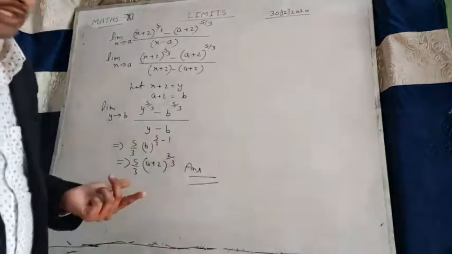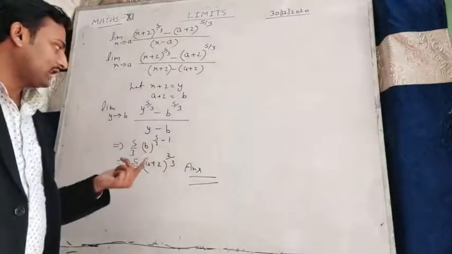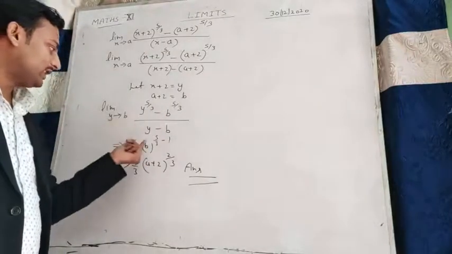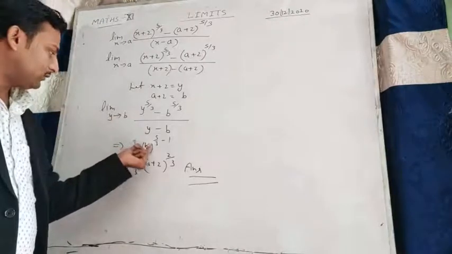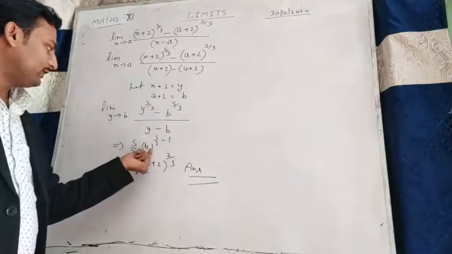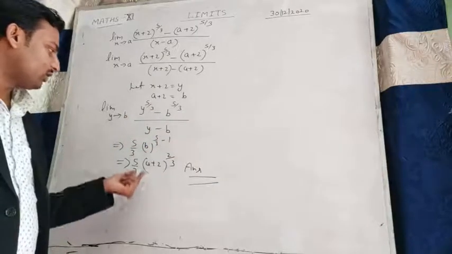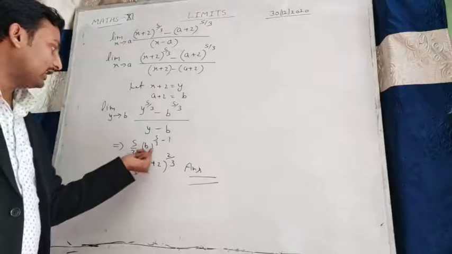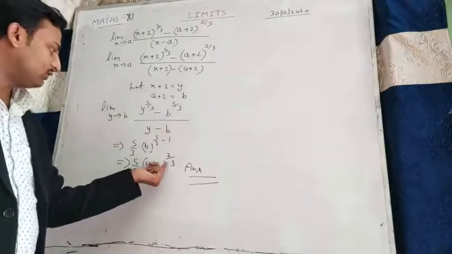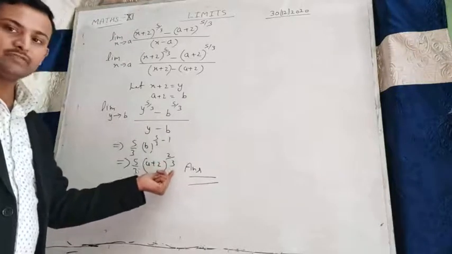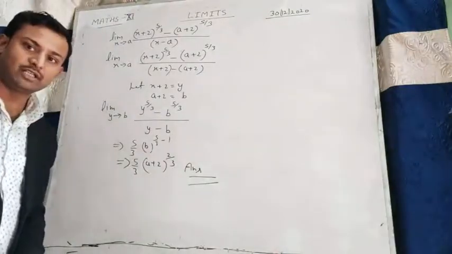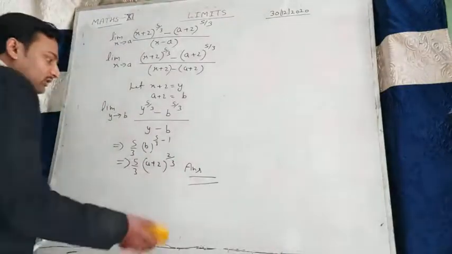Limit x tends to a, x to the power n minus a to the power n by x minus a. So we can replace it with n a to the power n minus 1, where n is 5 by 3: b to the power 5 by 3 minus 1. So 5 by 3 and our b is a plus 2, so we can write (a plus 2) to the whole power 2 by 3. So this will be our required result. I hope you understand, students. Now we move to the next question. Let's see.